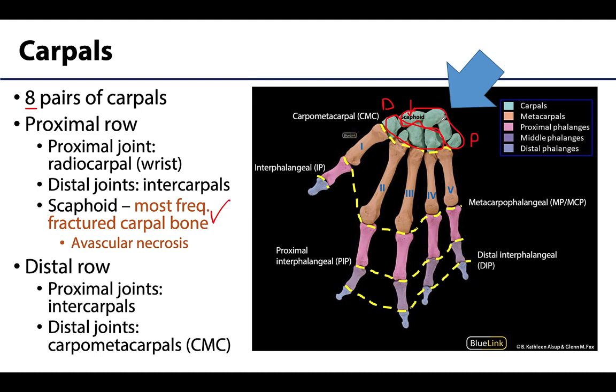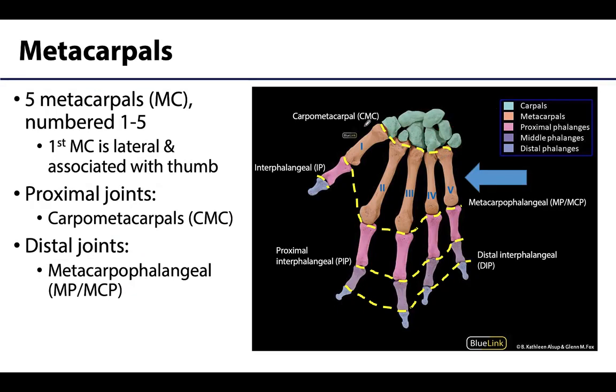Any time that these bones articulate with one another, so a carpal bone with another carpal bone, those are referred to as intercarpal joints. So that will be throughout this complex. The distal row of carpal bones will articulate with the metacarpals, which are these bones right here, or the bones in the general palm region, at the carpometacarpal or CMC joints.